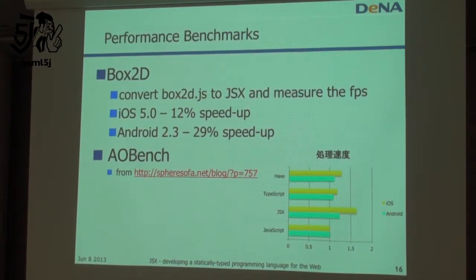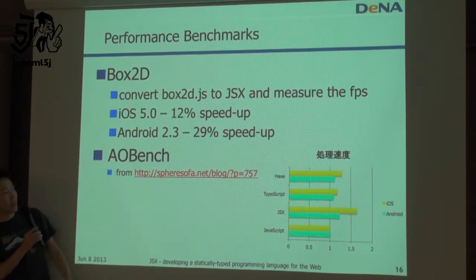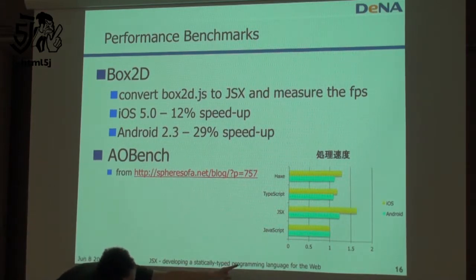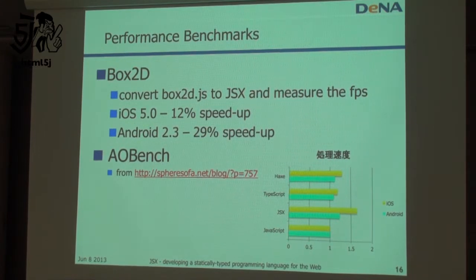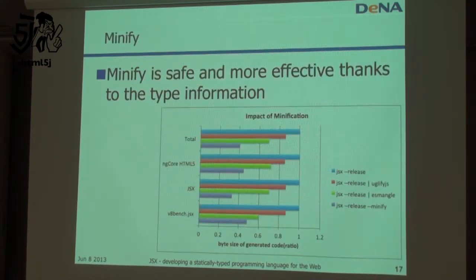And here are some performance numbers regarding execution speed. As you can see, for example, Box2D runs 12% to 29% faster when ported to JSX from JavaScript. And in the case of Whalebench, it runs more than 60% faster on iOS. So you can see that our optimizing compiler does have some significant efficiency. And the other problem, the code footprint.